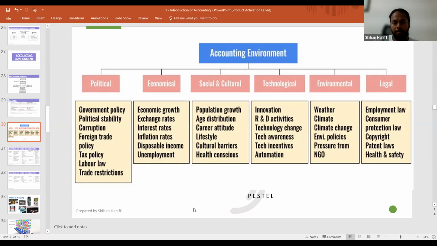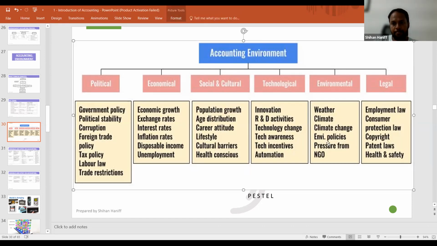Okay, let's take a few examples. If we take a recent example, due to COVID, what happened? That is an environmental factor. Most of the businesses had to close down because people can't travel, people can't do their businesses.